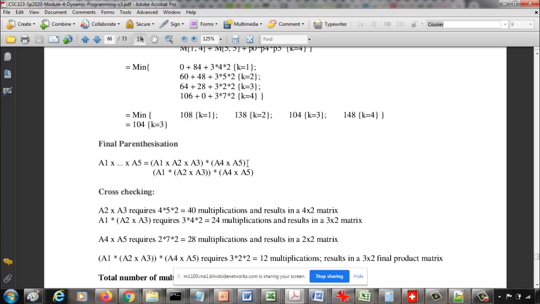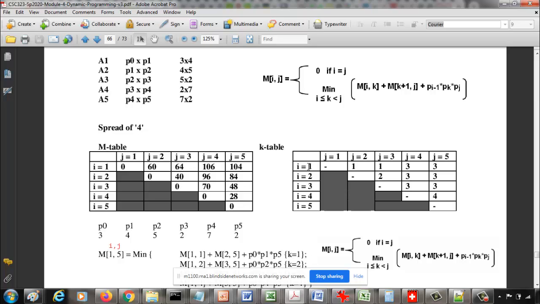So now we are not done yet because we need to know how to split this subchain of length more than 2. If it's just a subchain of length 1 or 2, we don't need to split further. But if we have length more than 2, we need to show how to split that further. So A1, A2, A3, how to split it? So the answer is here.